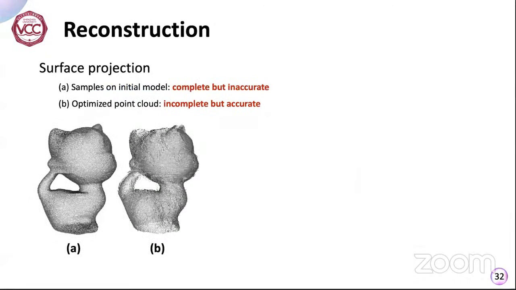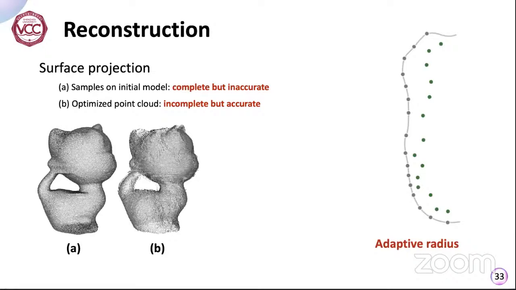On the other hand, we observe that since we have an initial model, the samples on this initial model are indeed complete, although inaccurate. We also have optimized point clouds that satisfy the law of refraction, which are relatively accurate, but incomplete. So does there exist a method that could combine these 2 in order to generate a complete and accurate point cloud? We propose an adaptive radius based surface projection algorithm to achieve this.